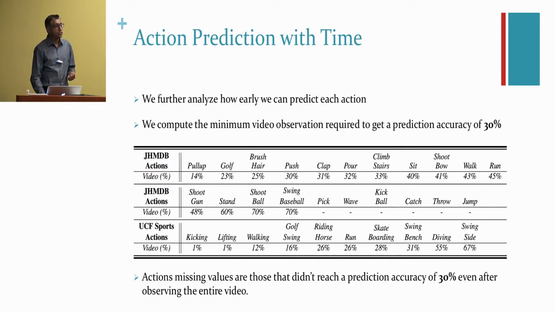Here are some results from UCF Sports, where for the kicking action you only need to view 1% of the video, which is hardly a few frames, and you're able to correctly predict the action. However, for swing side, you need more than 60% of the video to be seen in order to correctly predict the action.